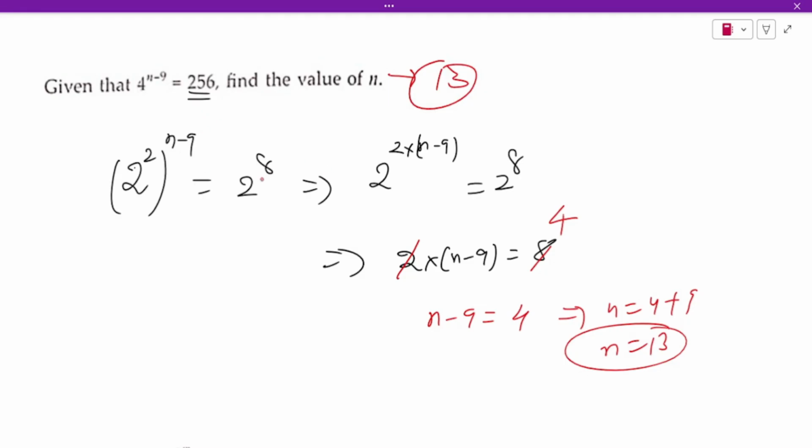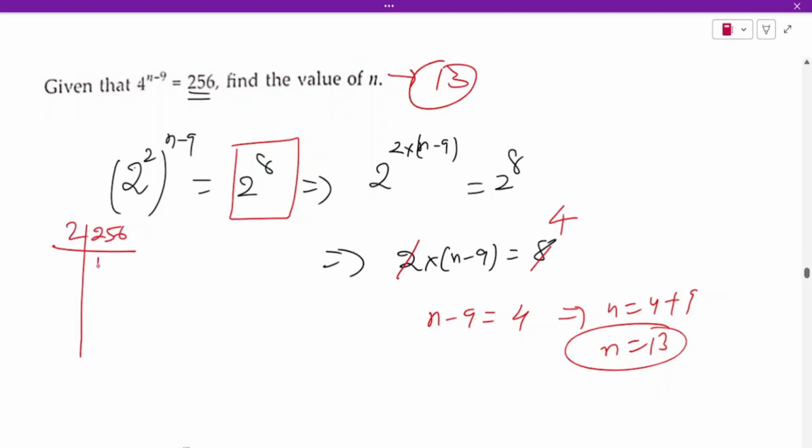I said before also, it is good to remember some of the values of the powers of 2, from power 1 to power 10. It will save our time for evaluating the prime factorization. So this 2 power 8, how I evaluated it by using the prime factorization.